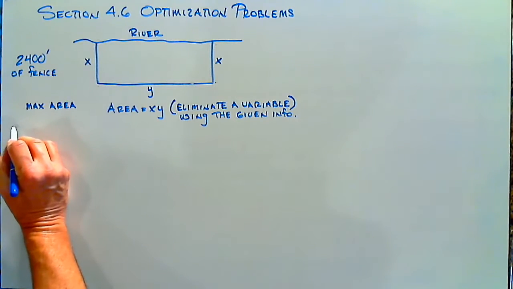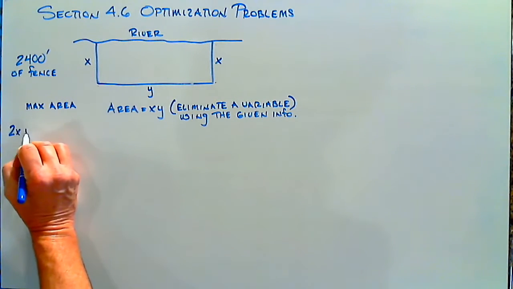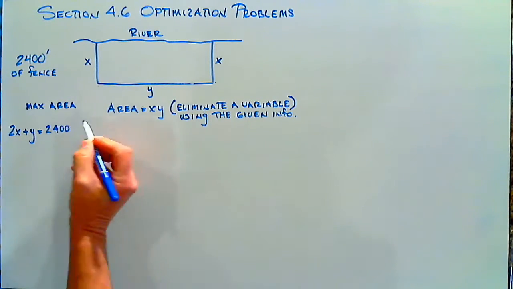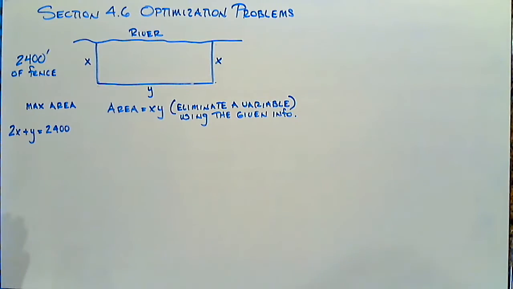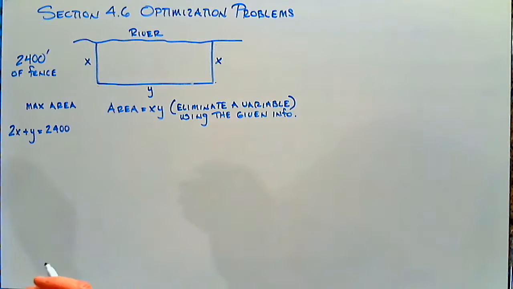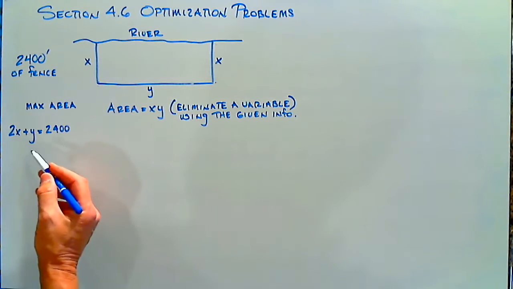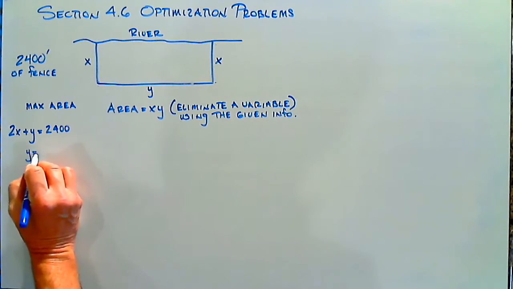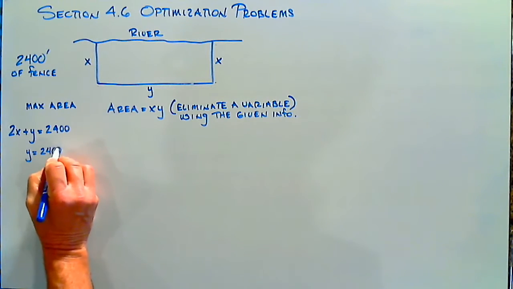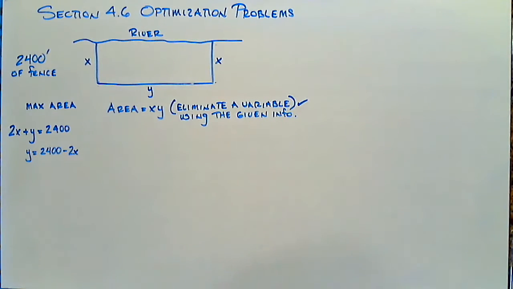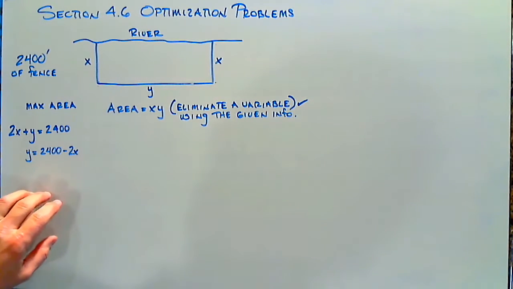I mean right now, we know that 2x plus 1y has to be 2,400. That we know because we have 2,400 feet of fence and we have to cover an x, a y, and x in terms of the dimension of our field. From here, we can eliminate this y by solving this equation. This equation says y equals 2,400 minus 2x. And that's what I mean when I say eliminate a variable. We have been able to eliminate a variable.